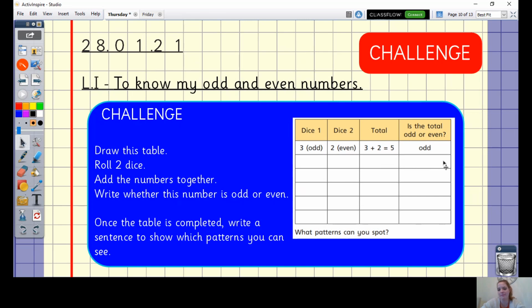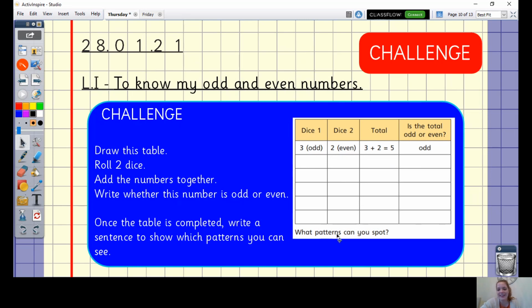whether it is even. Now you could also try and make your own dice if you don't have dice at home, okay? But if not, then you can just come up with your own numbers to add there. They don't have to be 1-digit numbers, you could come up with 2-digit numbers if you want to. Okay, so once the table is completed, I'd like you to do that 5 or 6 times, rolling the dice to find different numbers.